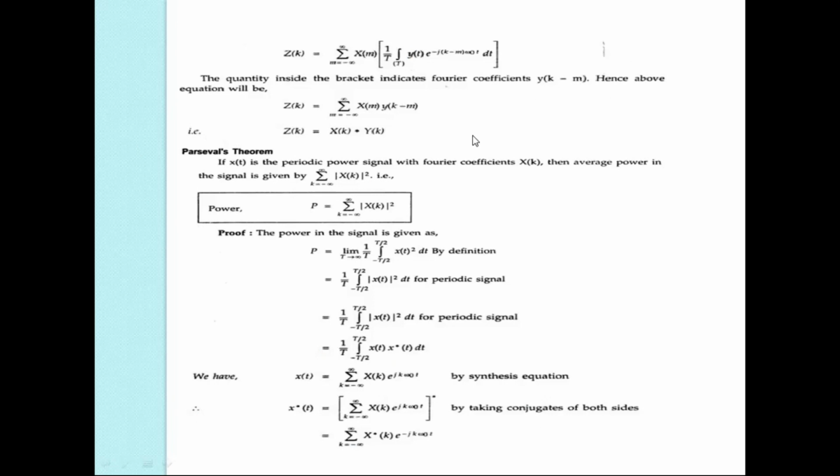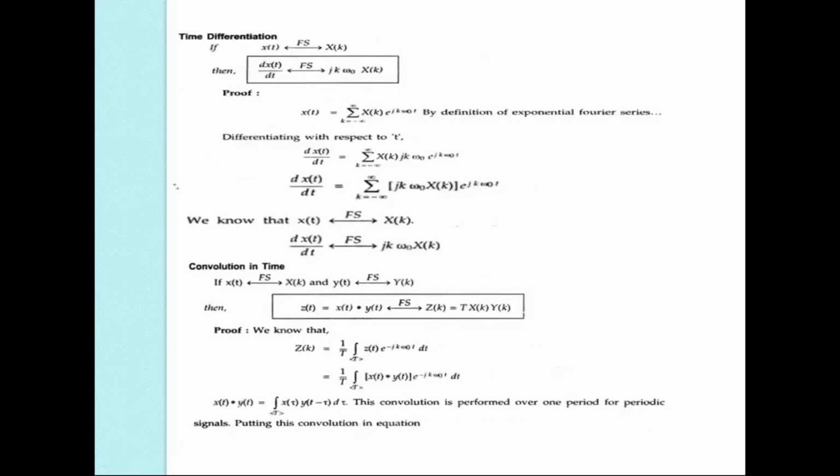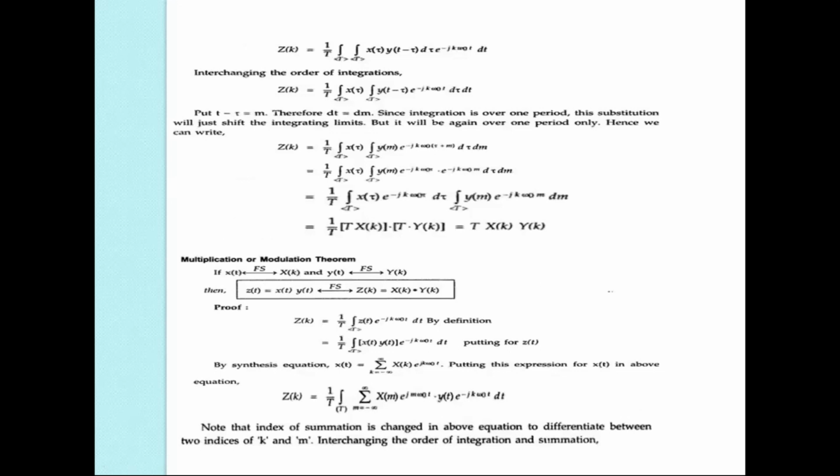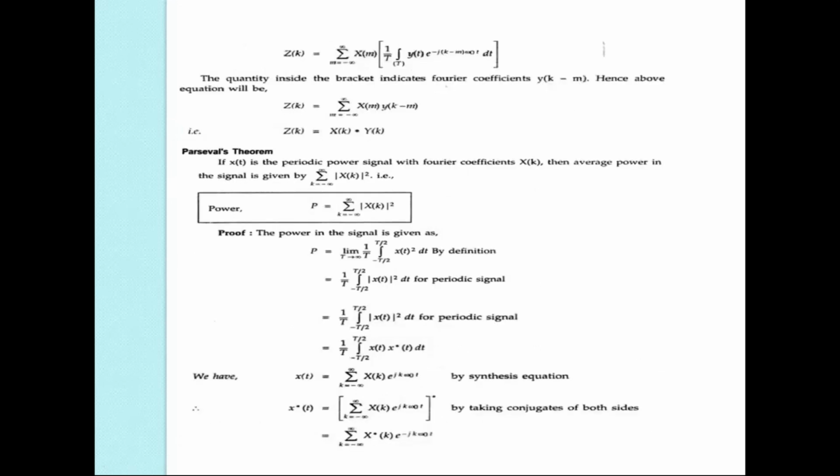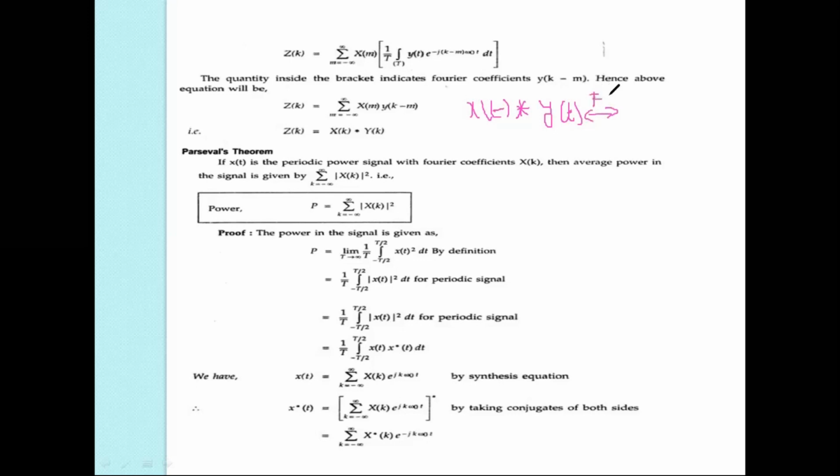Today we see two very, very important properties. One is convolution in time, and another one is the multiplication or modulation theorem. The conclusion of the two properties is x of t convoluted with y of t has the Fourier series T into x of k y of k. It means time is convolution, frequency is product. Convolution in time.